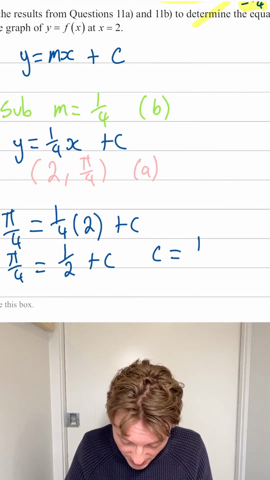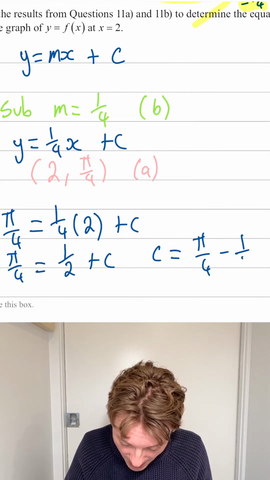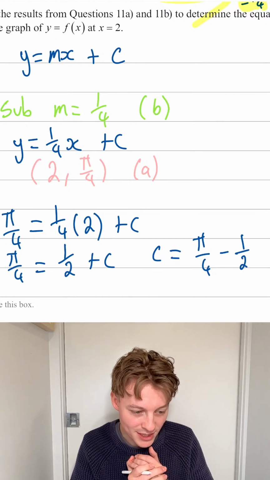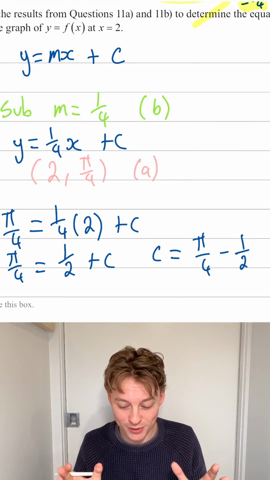I get a value for c of simply pi on 4 minus a half. Now, I'm a very big fan of making common denominators. Some people consider it overkill. We're going to make common denominators here, though.